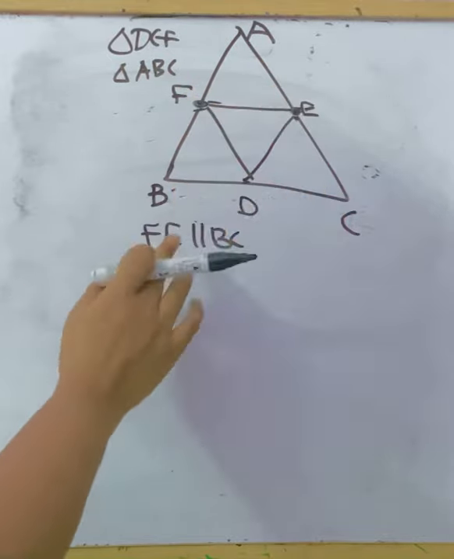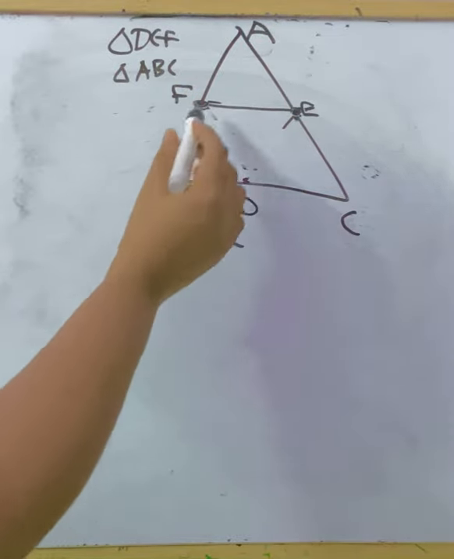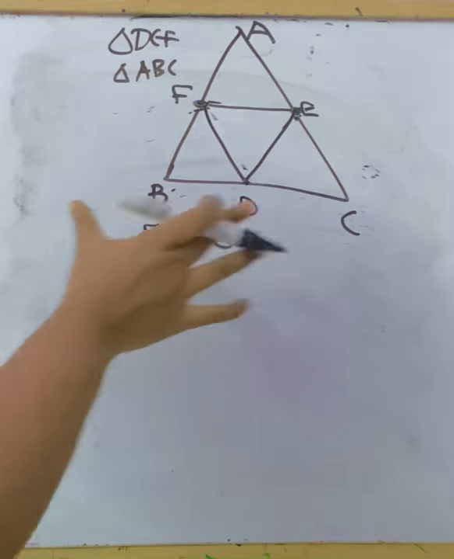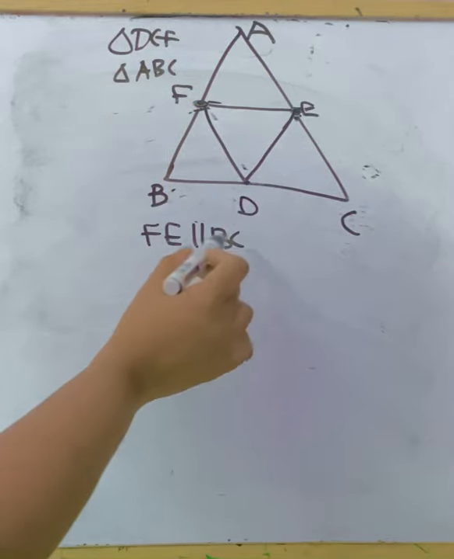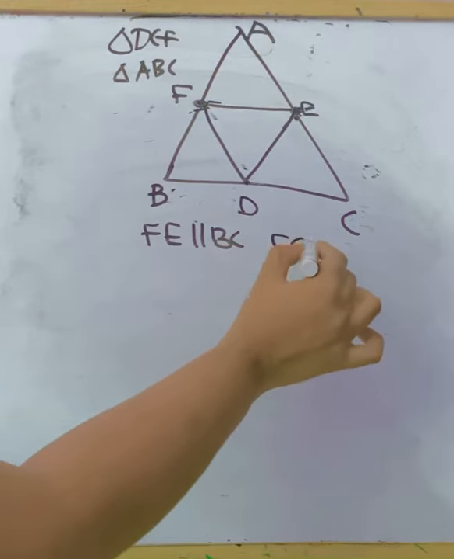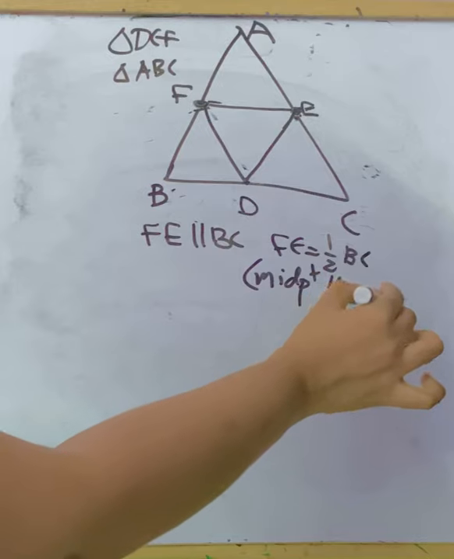These are two midpoints, we joined them, then according to the midpoint theorem, this line will be parallel to the third side, that is BC. That is FE parallel to BC. Also it is half of BC, that is FE equals half of BC. This is according to the midpoint theorem. This we learned in the 9th standard.